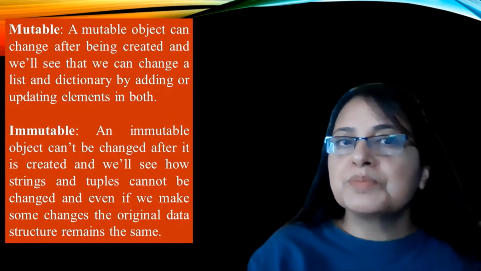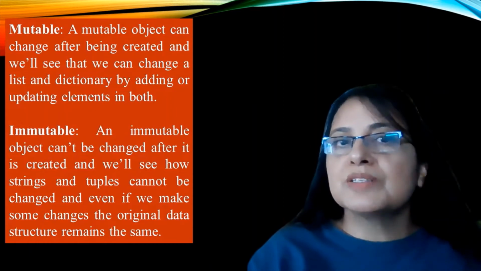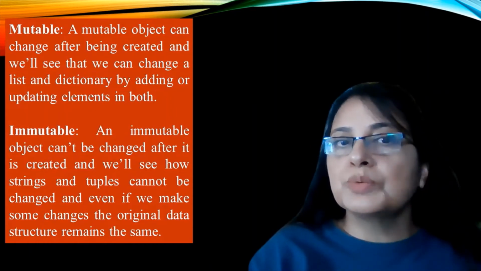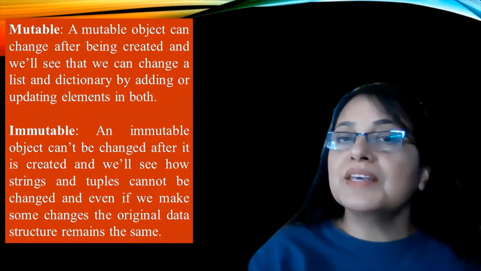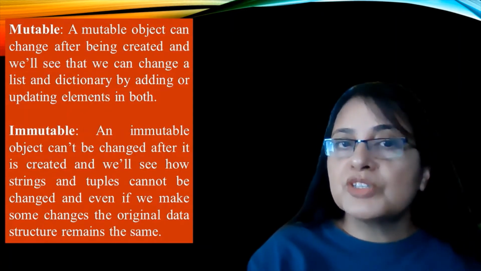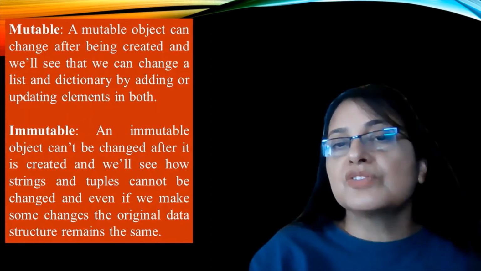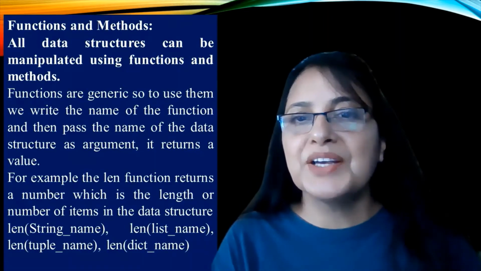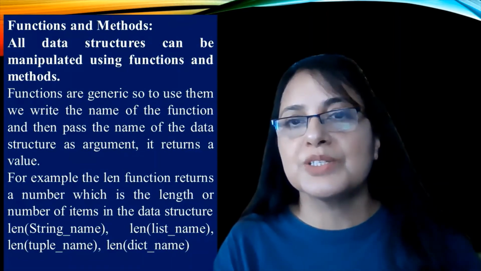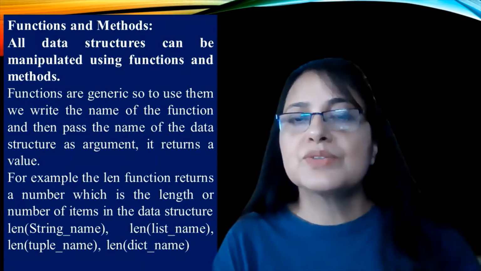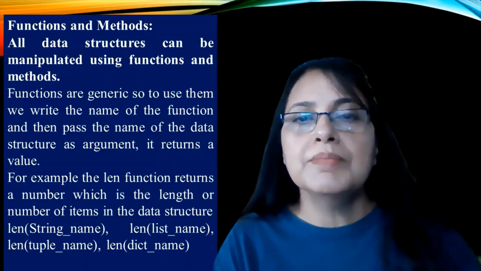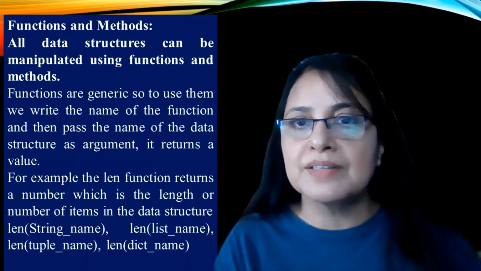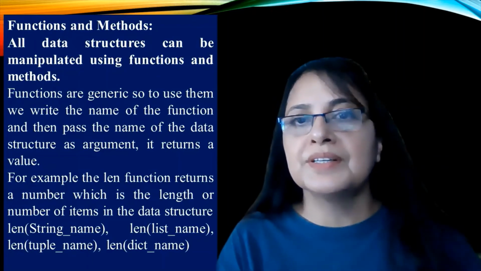An immutable object, however, cannot be changed after it is created, and we'll see how strings and tuples cannot be changed, and even if we make some changes, the original data structure will remain the same. Functions and methods are used to manipulate data structures. Functions are generic, so we just have to give their name and pass the variable name of the data structure as an argument, and it will return a value.